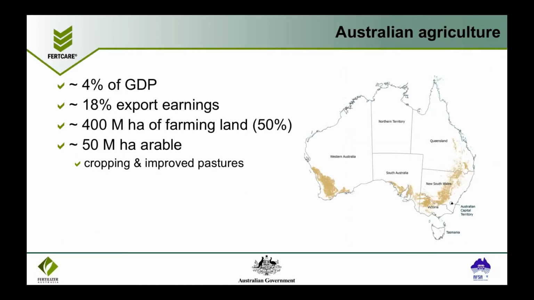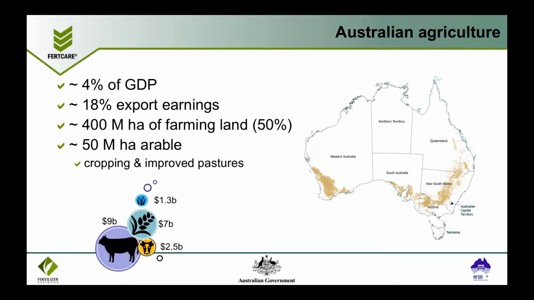So just in terms of a bit of background, it's really important to recognise how important agriculture is to Australia, and that it accounts for about 4% of GDP, a lot of our export earnings, and something like 400 million hectares of farming land across the country, of which about 50 million hectares is arable. And that's mainly around cropping and improved pastures.